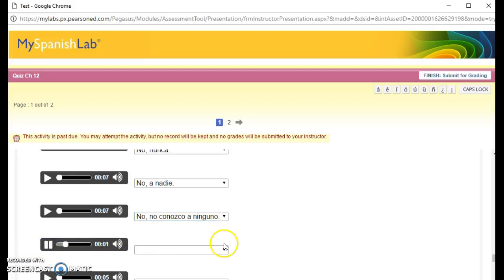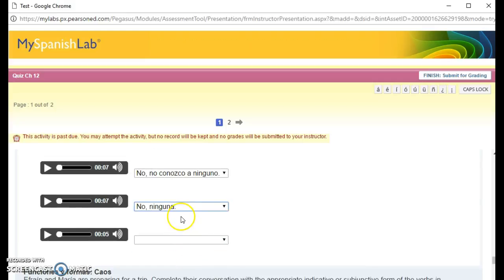¿Compraste alguna mola en la isla de San Blas? Did you buy a mola? That's that arts and crafts thing. On the island of San Blas? No, ninguna. Mola is feminine, so no, not any. No, ninguna. ¿Te acuerdas de algo de Panamá? Do you remember something from Panama? And no, nada.